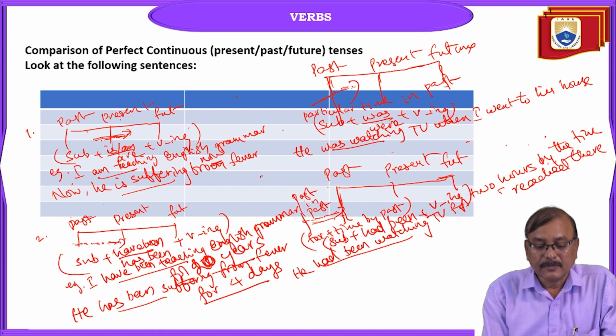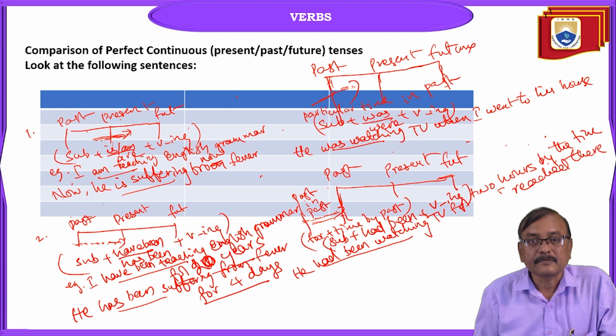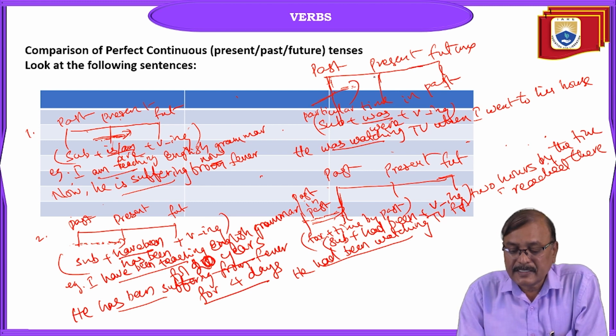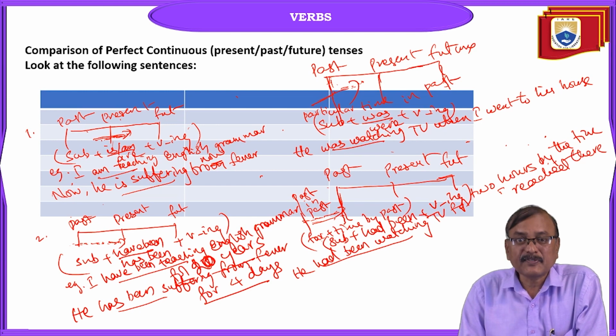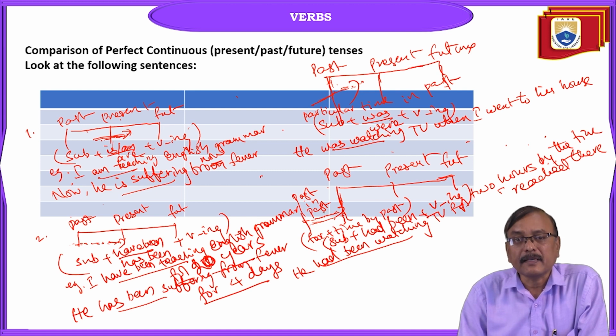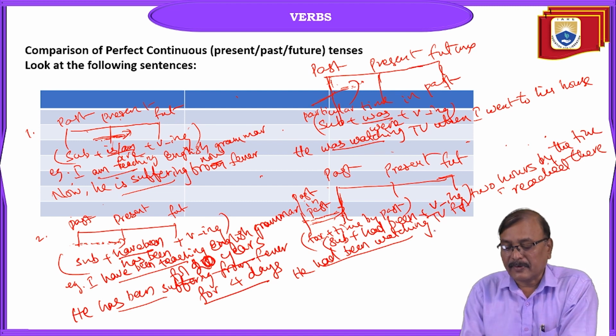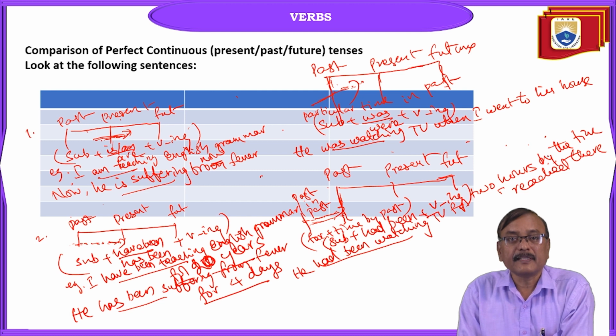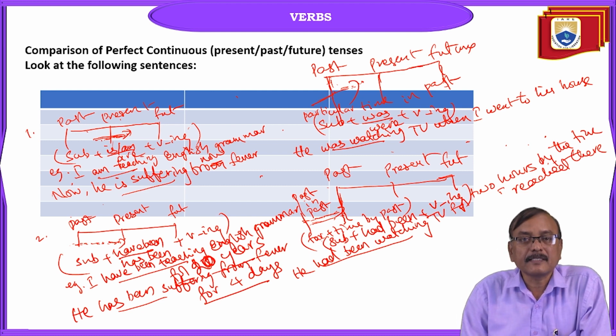Okay? So you know the difference between this one and this one. Now in the same way, this is for actions continuing at a certain time in the past. It means when I went to his house, he was watching TV. And this one is for actions that started in the past and continued up to a point in the past, meaning before the past, they had been continuing for some time. The hint is for plus time by past. He had been watching TV for 2 hours by the time I reached there. This is the past perfect continuous tense.